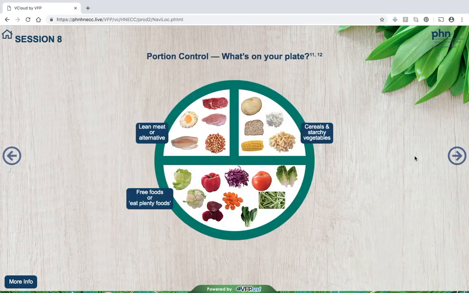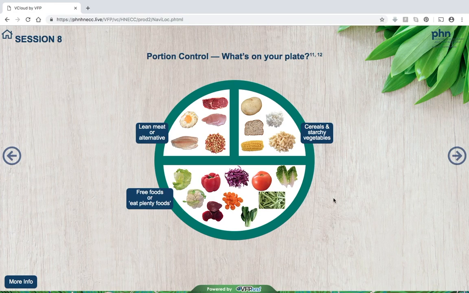So here we have just a little bit of information about portion control, and this is in relation to a normal large dinner plate. As you can see here, we want to make up our large dinner plate with 1/4 of lean meats or lean meat alternatives, around 1/4 of cereals or starchy vegetables, and then the rest of the plate made up by what we call here free foods or eat plenty foods, which are basically other types of legumes and vegetables.